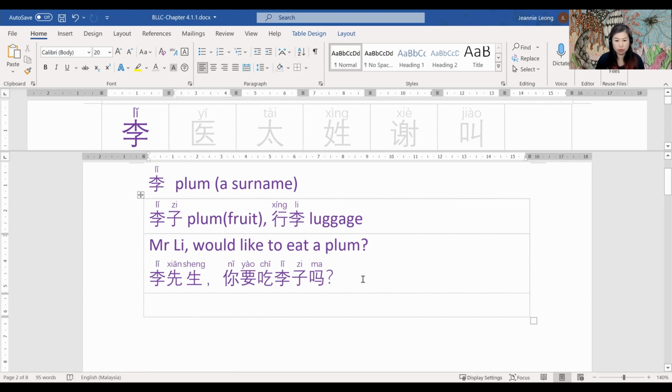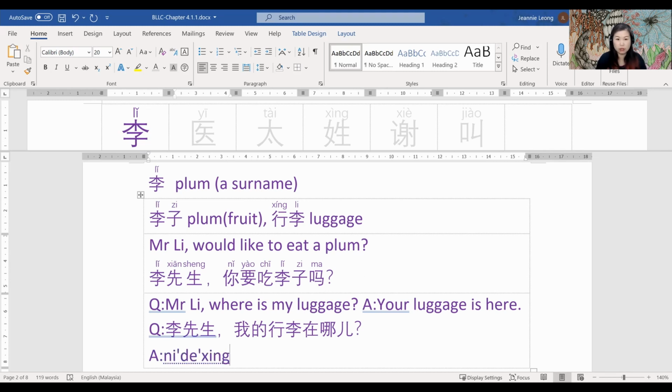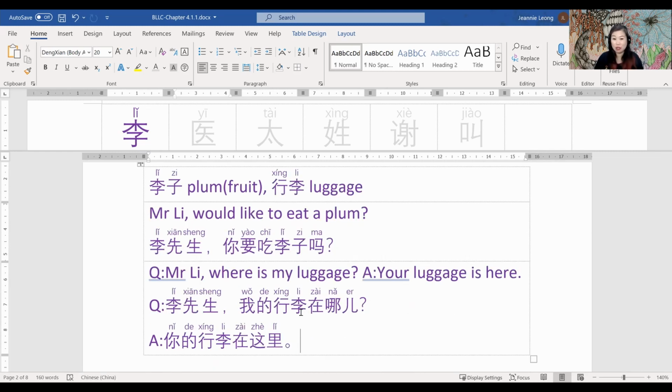Maybe another sentence with Mr. Li. I could ask Mr. Li, where's my luggage? And Mr. Li will say, your luggage is here. If I translate that, that will become 李先生，我的行李在哪儿？Where's my luggage? And then Mr. Li would tell me, 你的行李在这里. Okay, let's read that out again. 李先生，我的行李在哪儿？你的行李在这里.